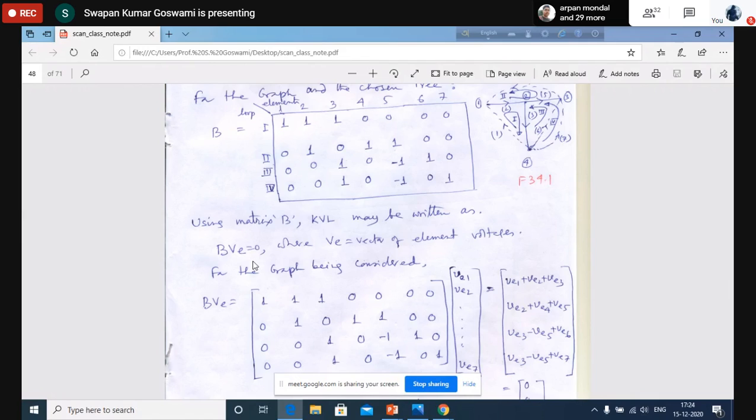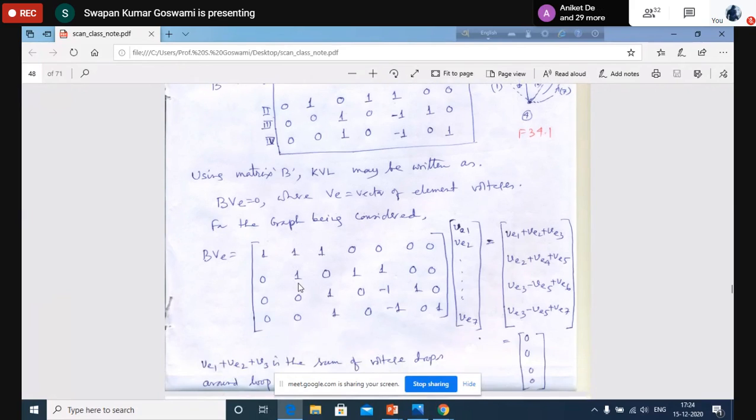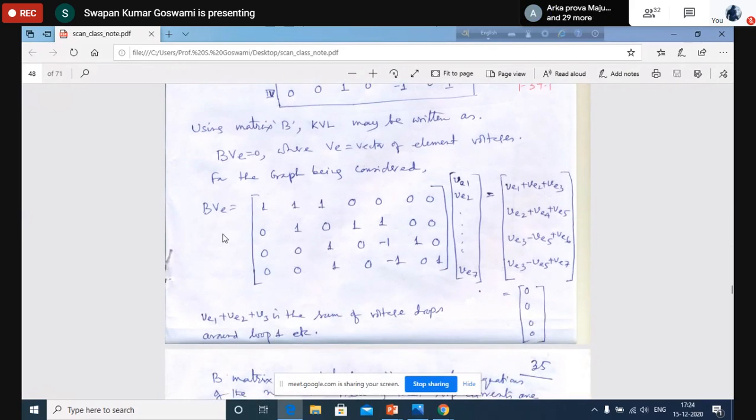Anybody having any question? Is it clear? Everyone? Any question, any doubt? If there is no question, then let us see how the B matrix can be utilized further.